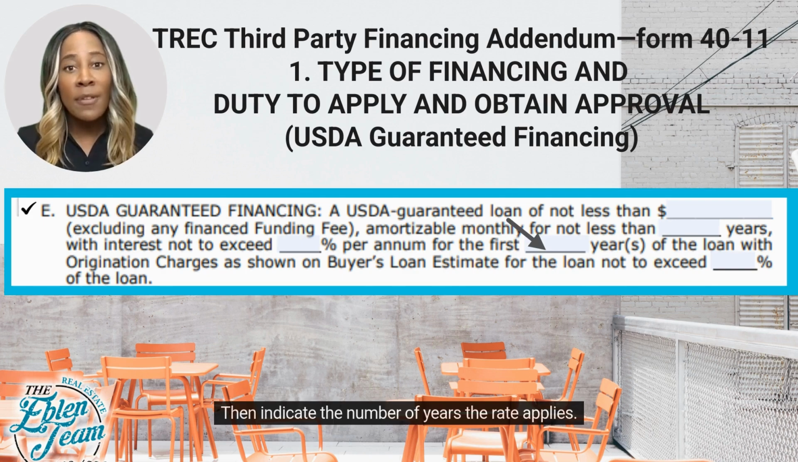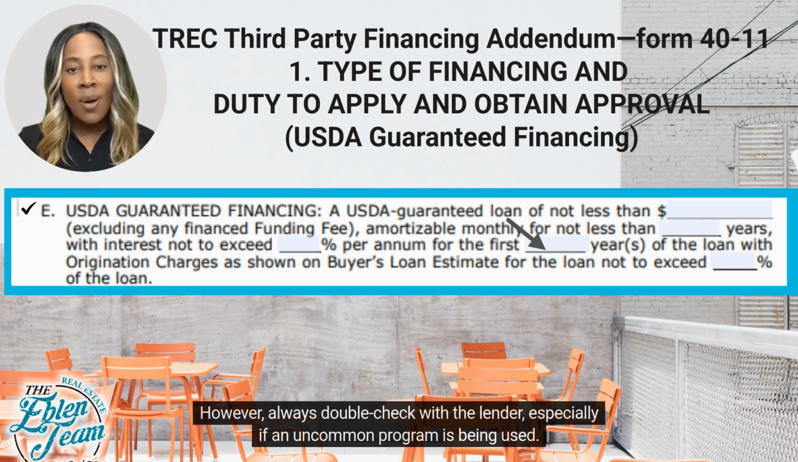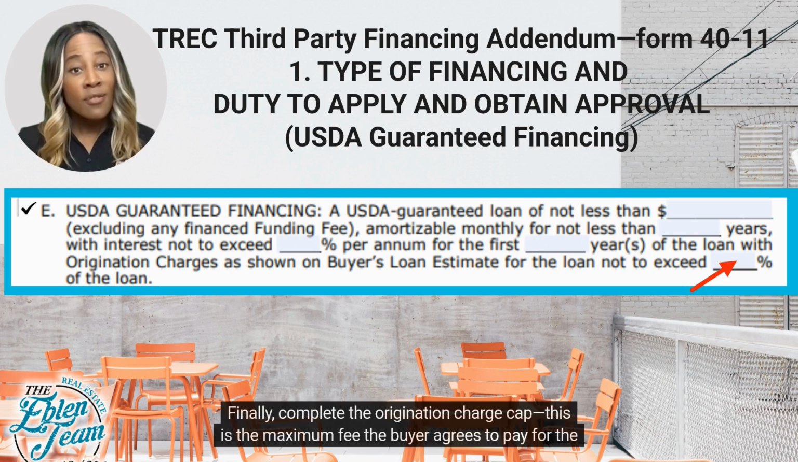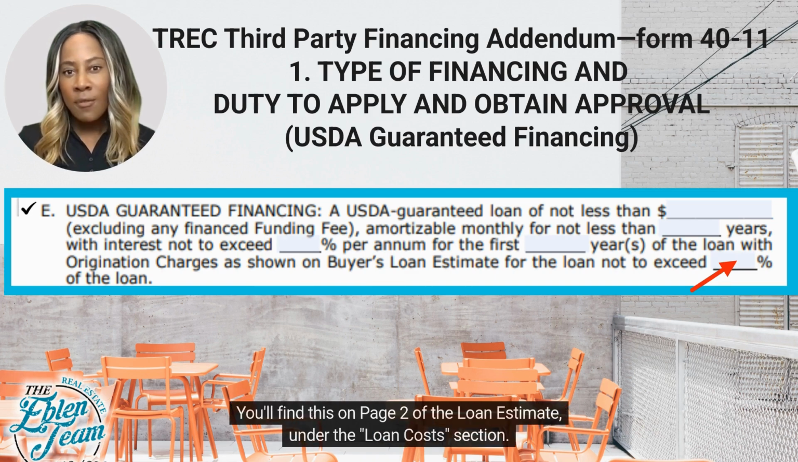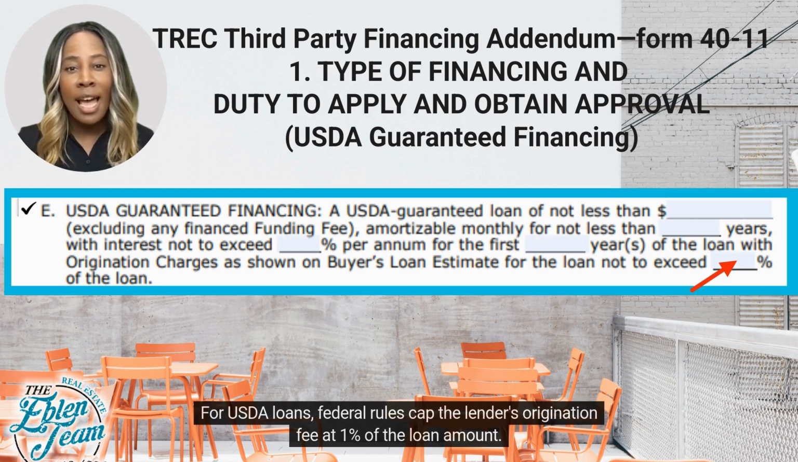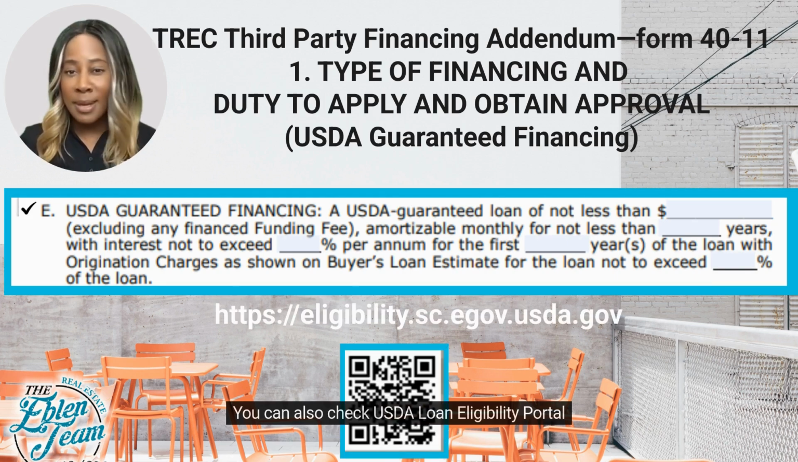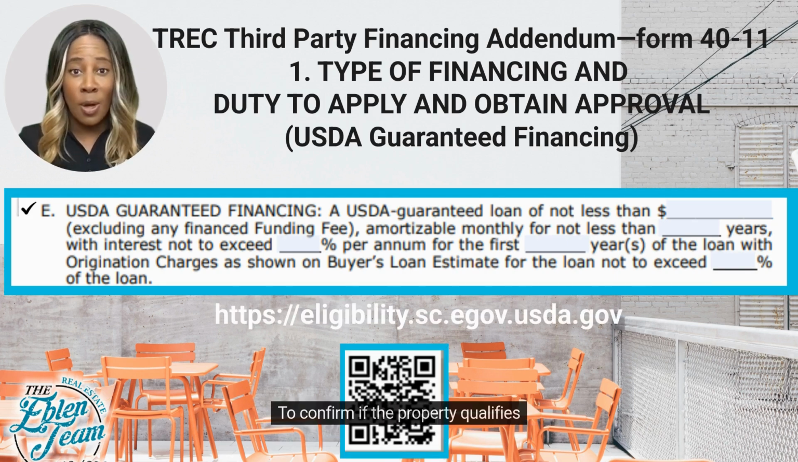Then indicate the number of years the rate applies. In almost all USDA loans, this will match the full loan term, usually 30 years. However, always double check with the lender, especially if an uncommon program is being used. Finally, complete the origination charge cap. This is the maximum fee the buyer agrees to pay for the lender's origination services. You'll find this on page 2 of the loan estimate under the loan costs section. For USDA loans, federal rules cap the lender's origination fee at 1% of the loan amount. You can also check the USDA loan eligibility portal to confirm if the property qualifies.